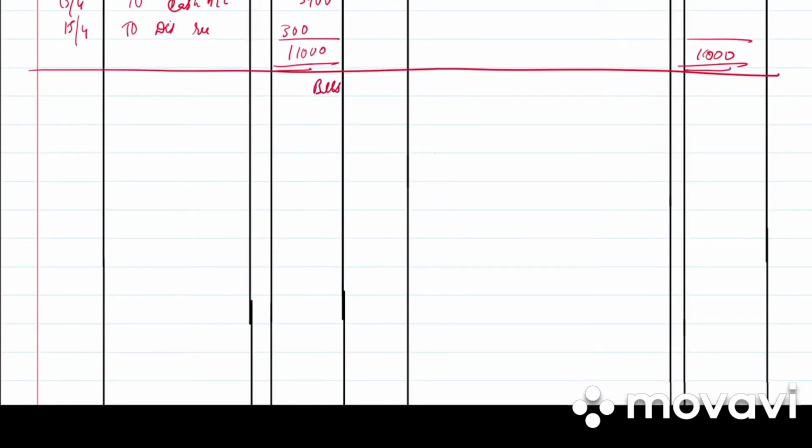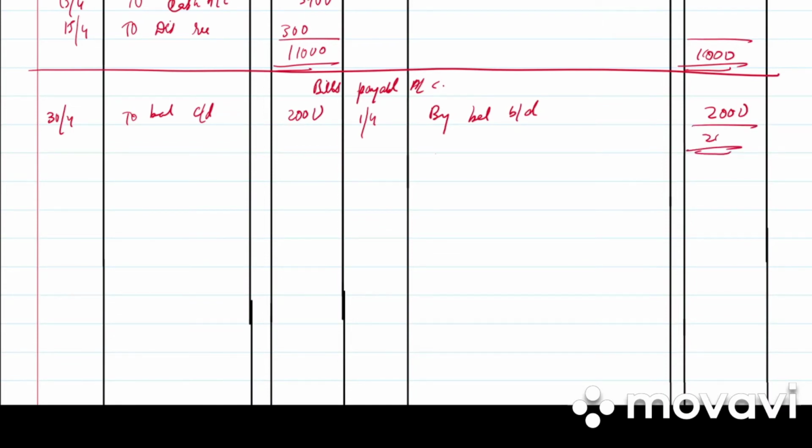Next we have bills payable account. 1st April by balance brought down 2,000. 30th April to balance carried down 2,000. Total is 2,000. On 1st May we have by balance brought down, that is 2,000.